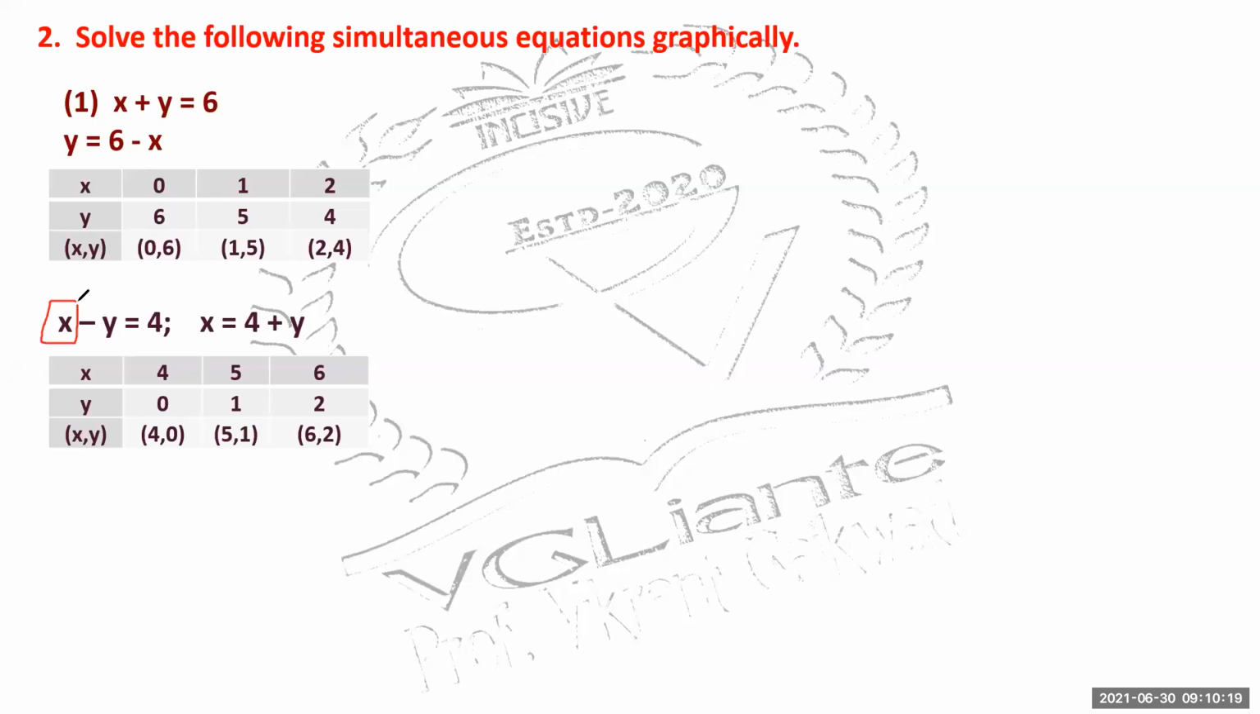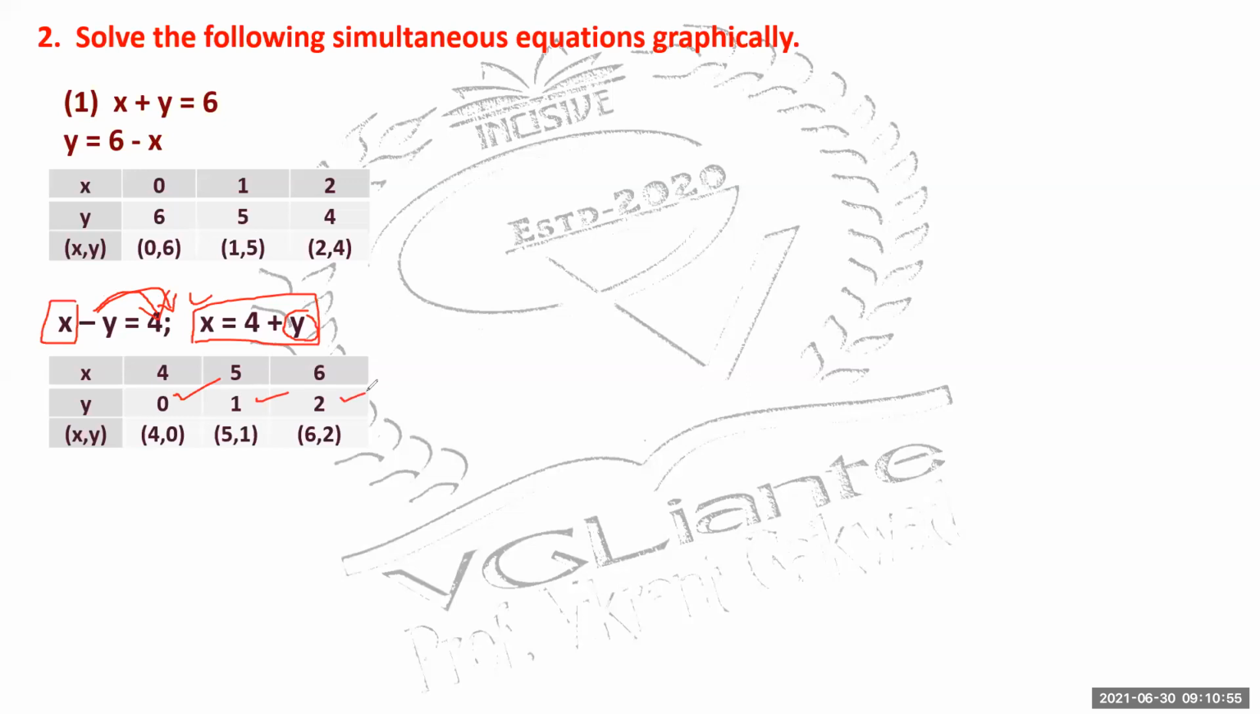Always remember one more thing here: keep the positive variable on the same side. So you change the position of minus 4. The value of x is 4 plus y. Now here you are not going to substitute x. You have changed the position of y, so substitute in place of y. Remember this. Substitute y as 0, y as 1, and y as 2.